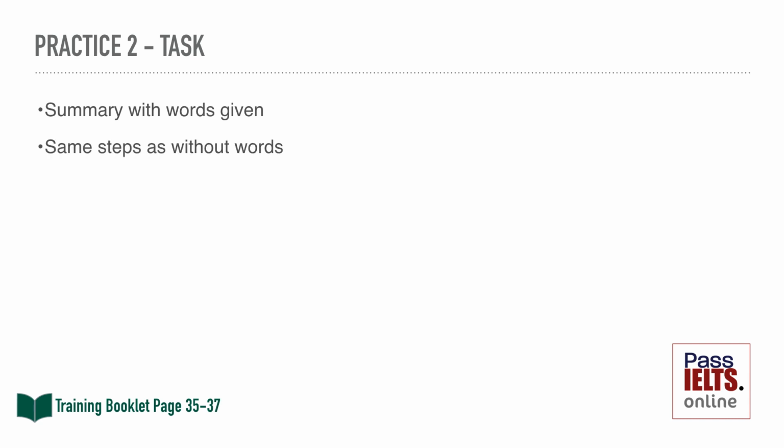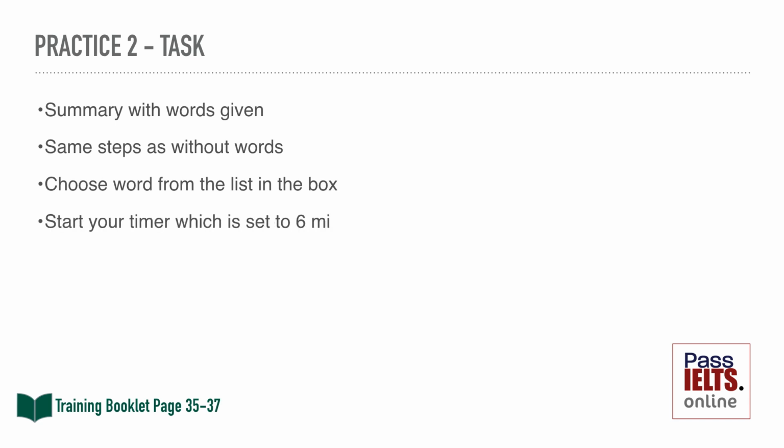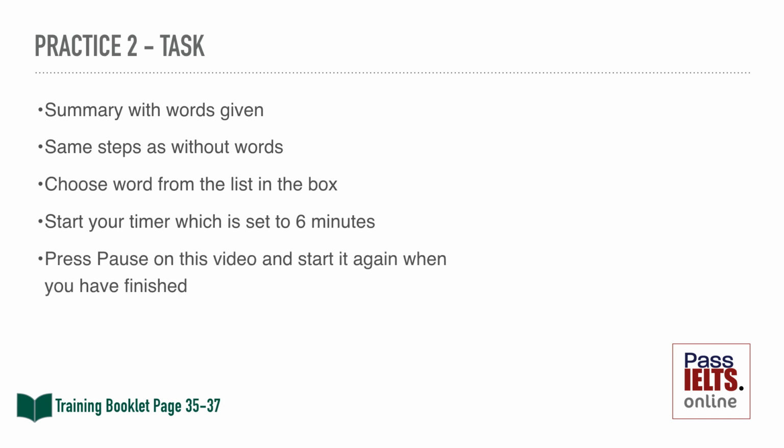They are the same steps as we just learned in practice 1, except you have to choose a word from the list in the box this time. Now you can start your timer, which is set to 6 minutes, and press pause on this video and start it again when you've finished. There are 6 questions and you will have 8 minutes to answer the questions without transfer.